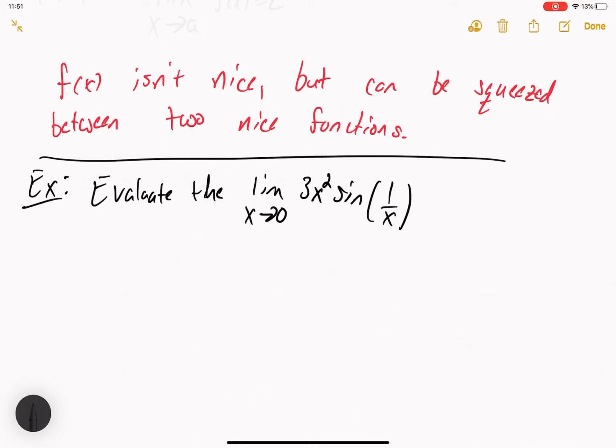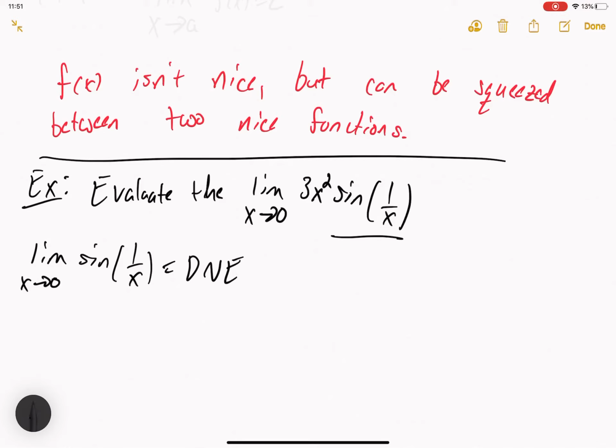One thing we should notice here is that the limit as x goes to 0 of 3x squared is nice. It's actually equal to 0. But if we look at the limit as x goes to 0 of sine of 1 over x, this does not exist. We did an example in the last homework showing why that's true. But there's something we can use about sines so that we can actually evaluate this limit.